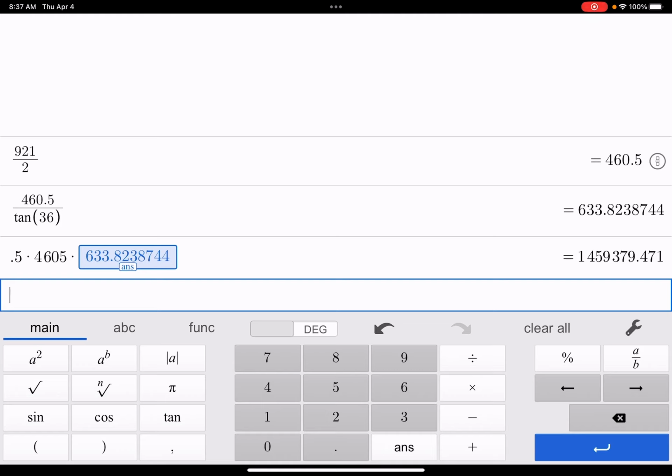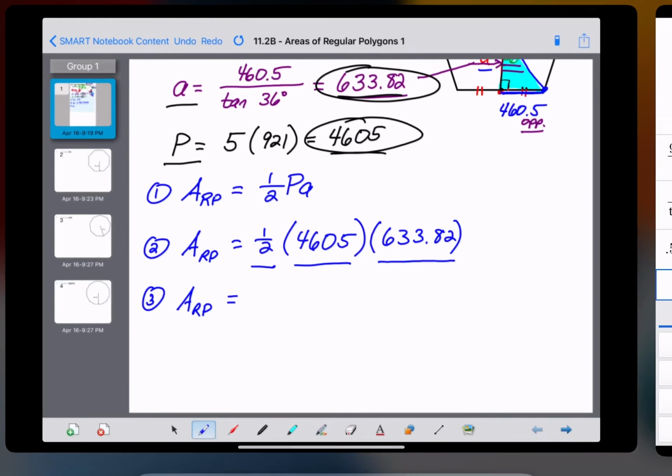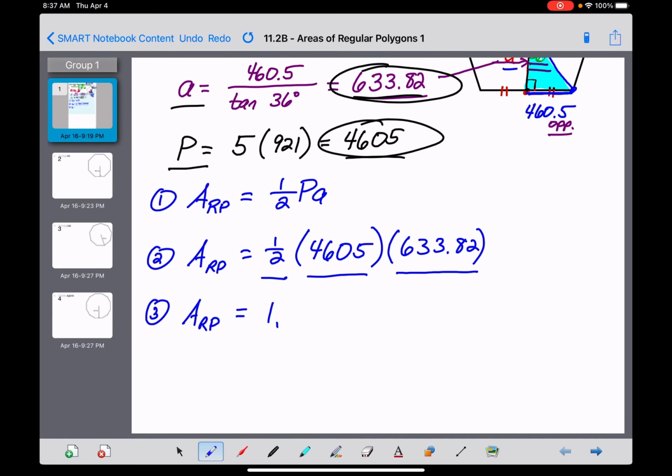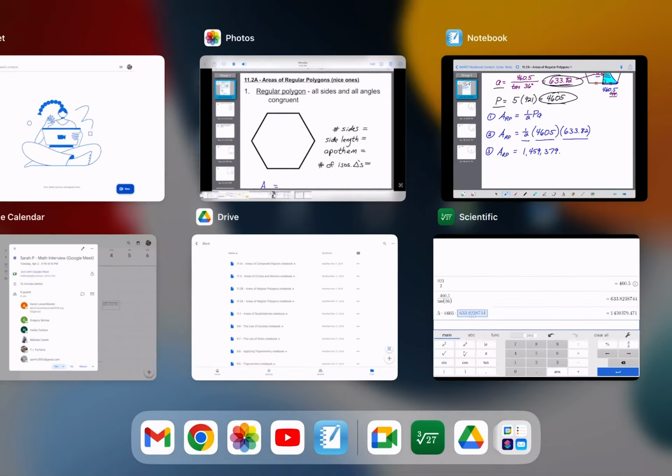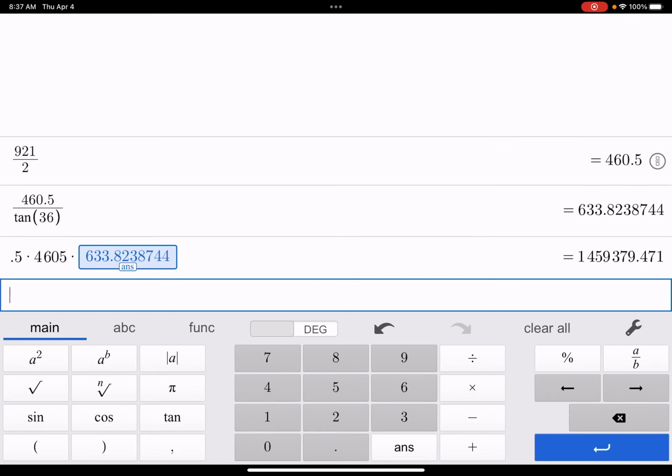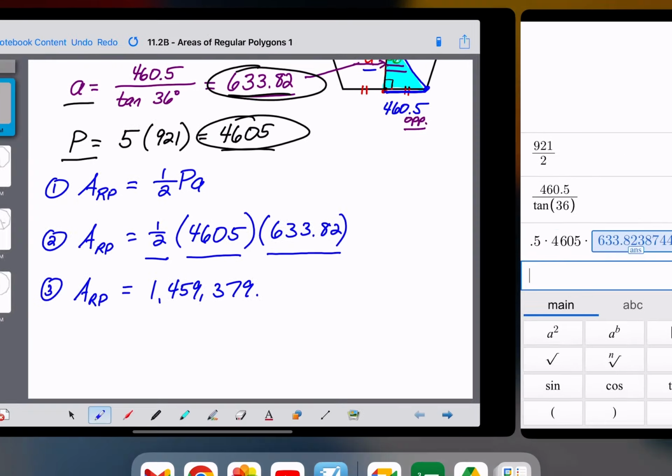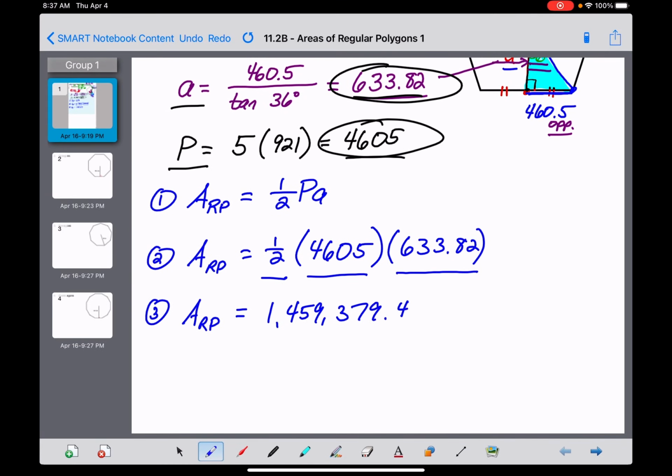I'm going to do this on my other calculator as well. So the 0.5 times the 4605, and then times, oh, I never came up with that other number here. Okay, so it's 1,459,379. Make sure I have that right. And then two places, we're going to go to 0.47 for that one right there.